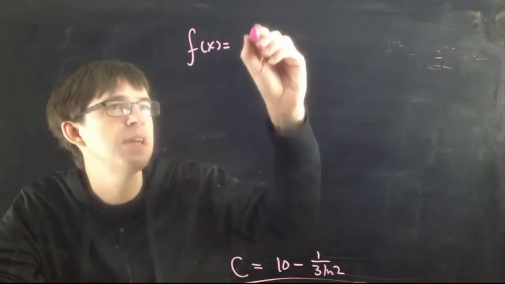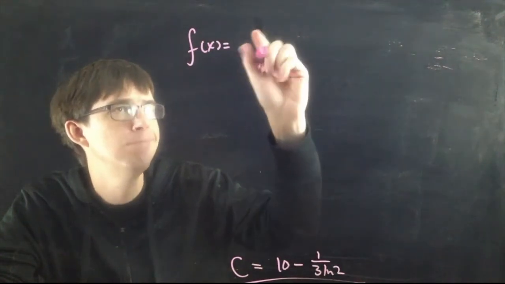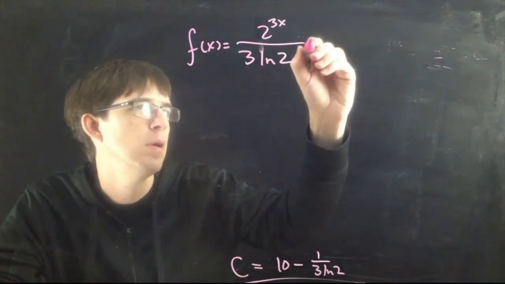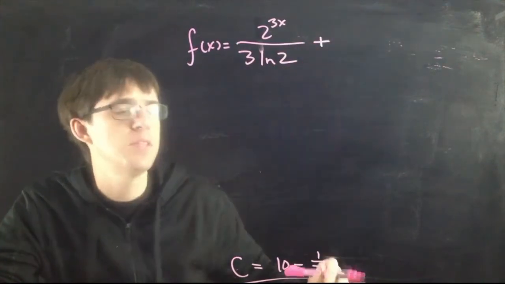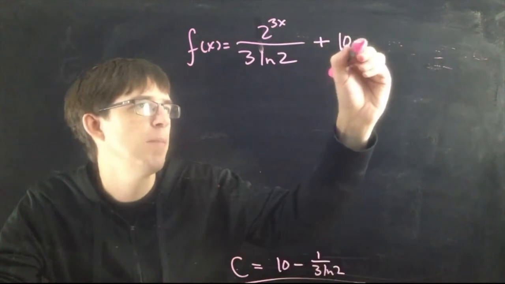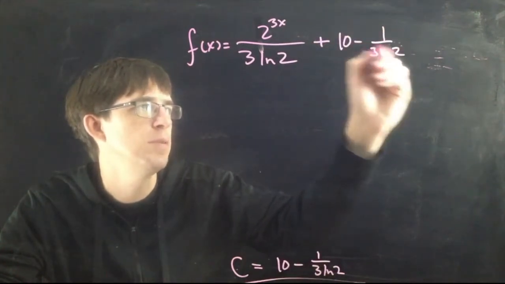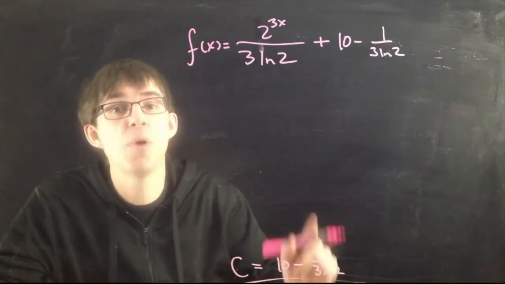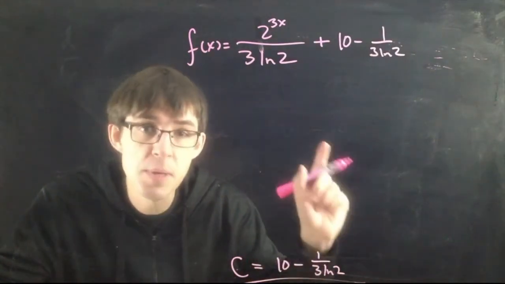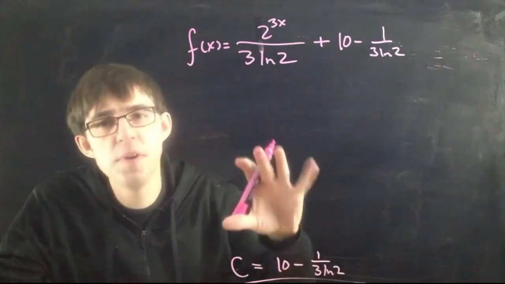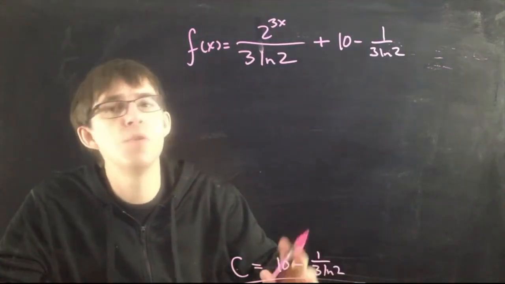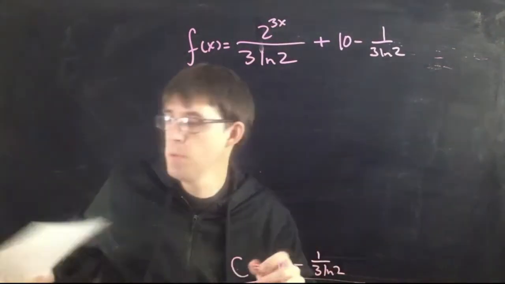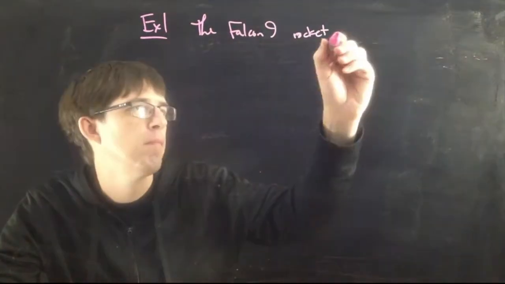My final answer: f of x equals 2 to the 3x over 3 ln 2, plus c, which is that, 10 minus 1 over 3 ln 2. There you go. This is an initial value problem in which you are told the derivative and you're also told some specific value. Using the derivative, you take the antiderivative, you get the function, you use the specific value to find the c. Let's do a couple more.